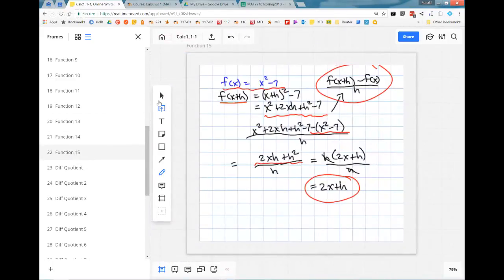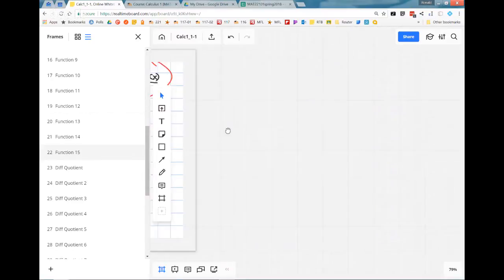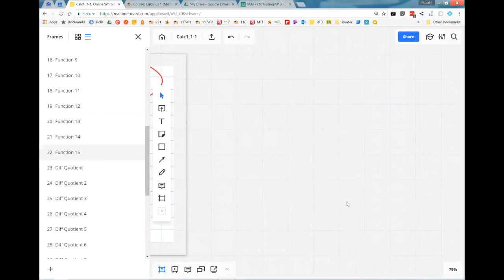Let's do this one, x squared minus 7. We'll do this one live here. So f of x is x squared minus 7. All right, so we want to find the difference quotient. By now, I'm going to just write it one more time. We all know that this is the difference quotient. You need to have that memorized.